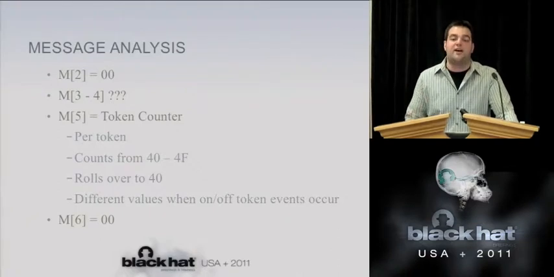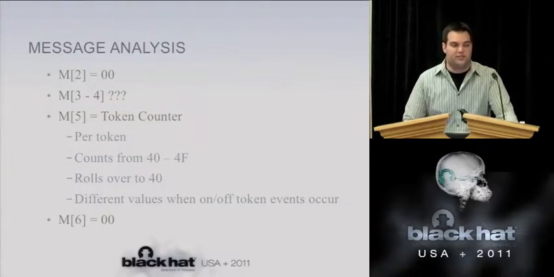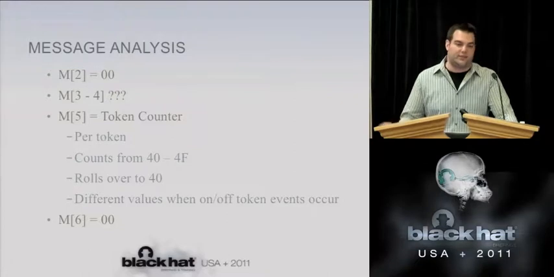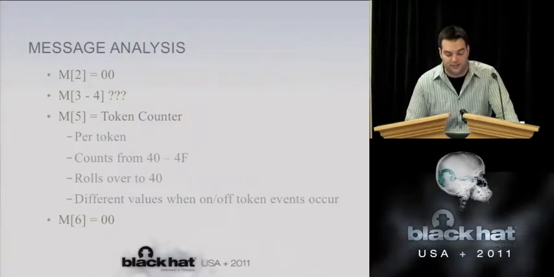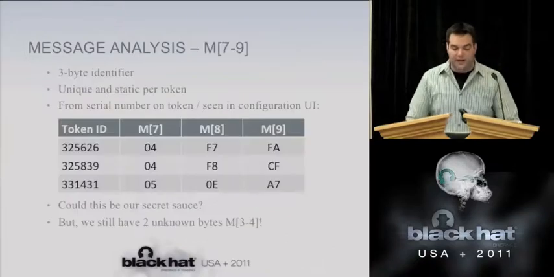Each of the tokens has an on and off button, things like that. When you press those buttons, different values go through for this token counter to signal someone pressed the off button or the on button, and it does logging of these things. Byte 6 is another null byte. And then we have our last 3 bytes.